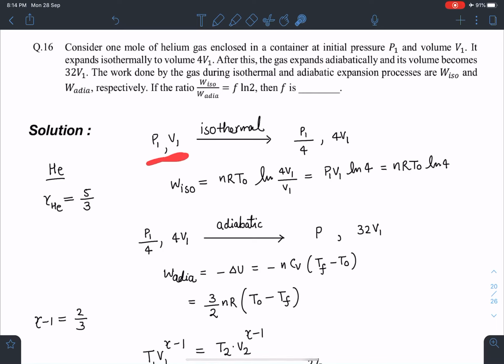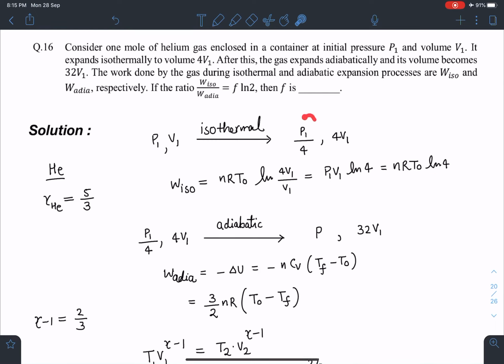So P1 V1 under the isothermal condition becomes the new pressure into 4V1, so definitely the pressure is going to be P1 by 4. Now I can write the work done in the isothermal process as nRT naught ln V2 by V1, so nRT naught ln 4, or P1 V1 ln 4. We'll see how we get the work in the adiabatic process.